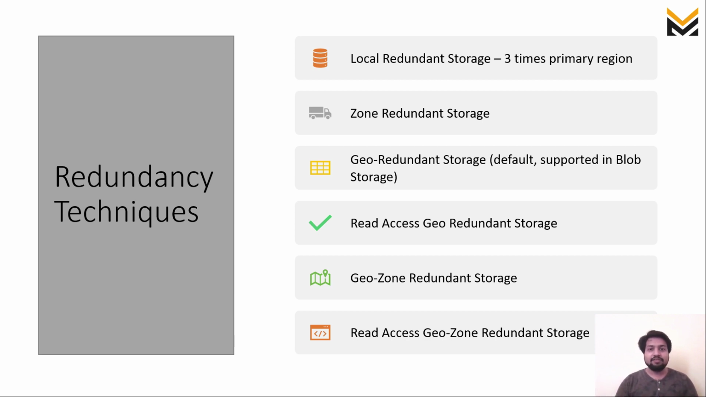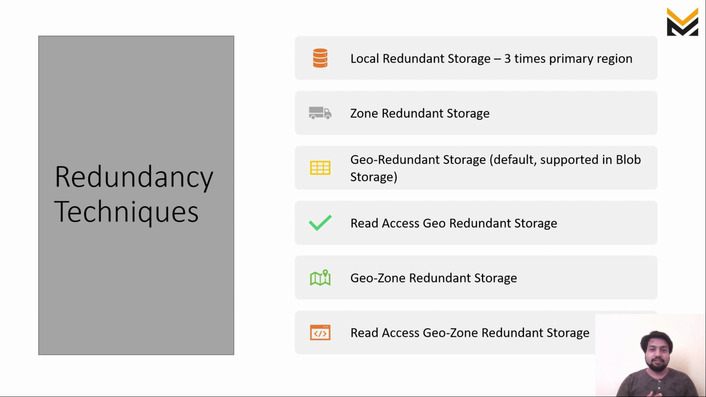And then comes the Zone redundant storage, where there are 3 different servers within a specific primary region, so it will create 3 copies of your data in those 3 server locations instead of a single server location as in the first one. And for LRS and ZRS, it copies data synchronously. That is an important point to remember.